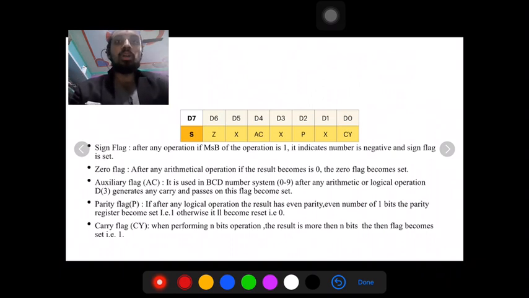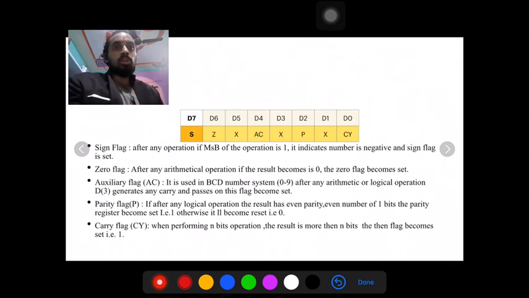Okay, next, what is your auxiliary flag? The auxiliary flag is basically used for the BCD system, that is 0 to 9, binary coded decimal. After any arithmetic or logic operation, if there is a carry, then this flag is set. Let's say 39 plus 241 produces a carry, then this flag is set, otherwise reset.